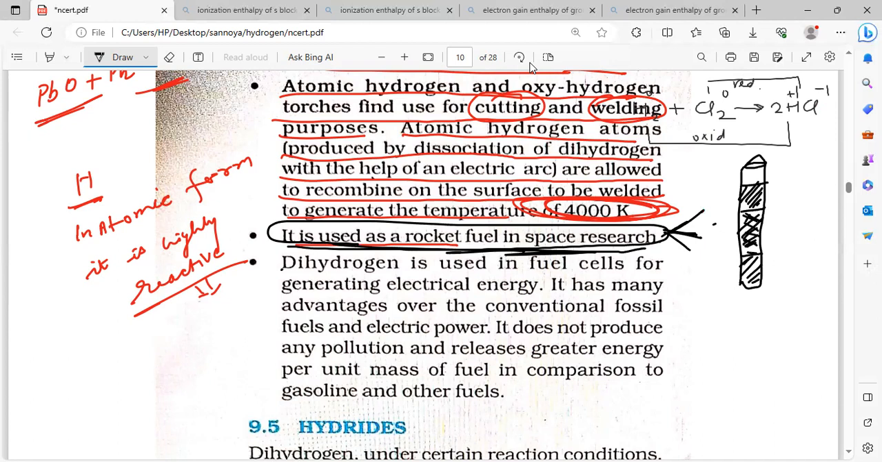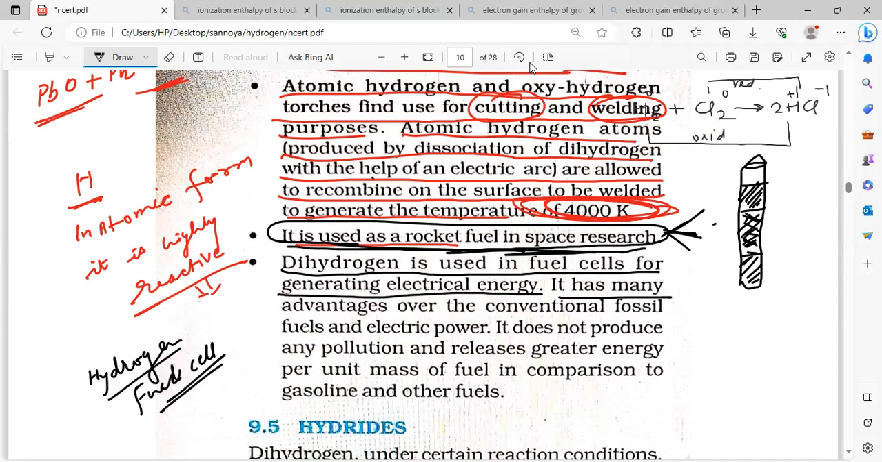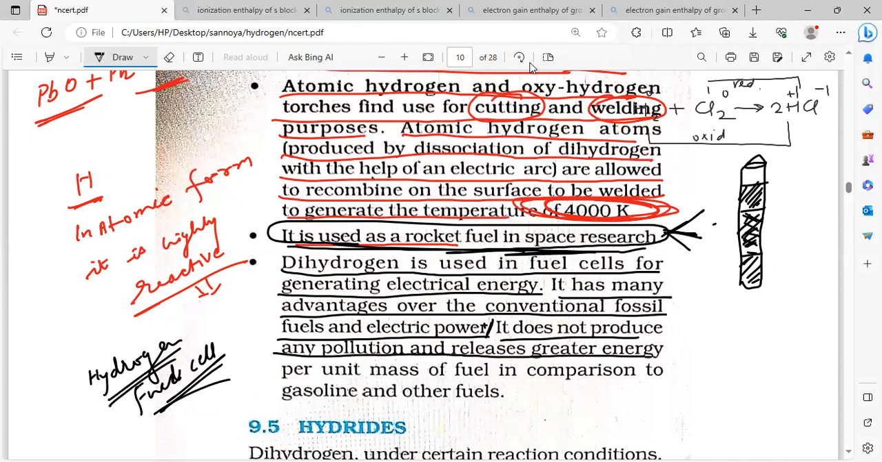Now next one, dihydrogen is used in fuel cells for generating electricity. Hydrogen fuel cell. Have you heard about this one? Yes, sir. In some vehicles they are using this one. Hydrogen fuel cell is being used nowadays. It has many advantages over conventional fossil fuel electric power. Whatever NTPC is producing by fossil power, that is coal, releases too much pollution. But the hydrogen fuel does not produce any pollution and releases greater energy per unit mass of fuel in comparison to gasoline and other fuels. So that you must understand.